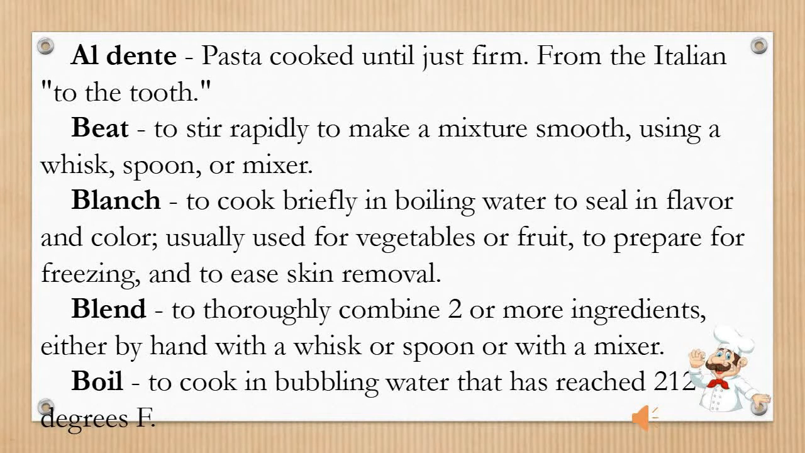Blanch: to cook briefly in boiling water to seal in flavor and color, usually used for vegetables or fruit, to prepare for freezing and to ease skin removal. Blend: to thoroughly combine two or more ingredients, either by hand with a whisk or spoon, or with a mixer. Boil: to cook in bubbling water that has reached 212 degrees Fahrenheit.